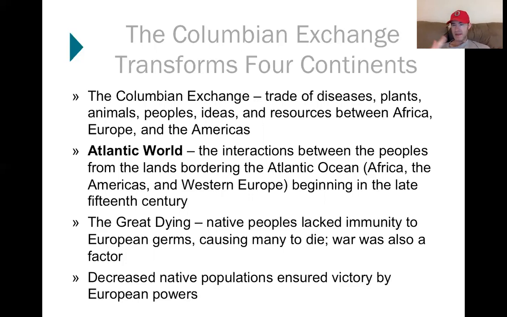So we're talking about the continent of Africa, the two continents of North and South America, and also, of course, Western Europe. And of course, we really start to focus on this a lot as we look at the transition from the era of Columbus. The Great Dying. A lot of times we hear about the Black Legend concept. So, that certainly is something that plays into that. So, very important to keep in mind. And then last but not least, decreased Native American populations ensured victory by European powers.